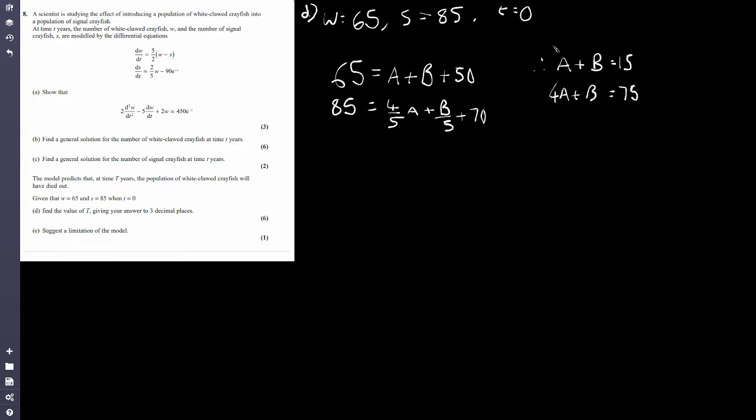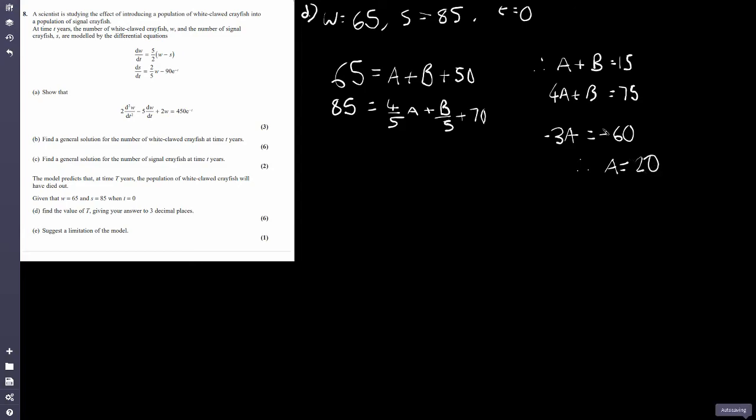And now we can solve this. It's just a basic simultaneous equation. So if I subtract, I'm going to have a minus 4a, so it's going to give me minus 3a. The b minus the b will cancel, and then I've got 15 minus 75, that'll be minus 60. So now we just have to simplify and solve here. So a will just clearly be 20. So a is 20.